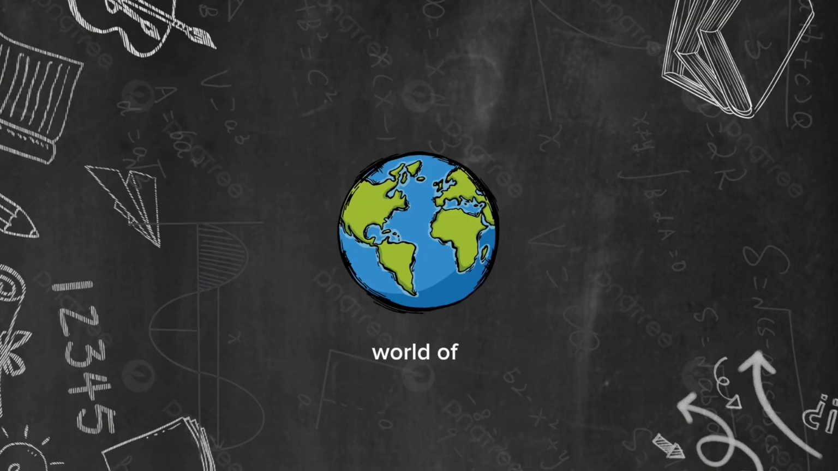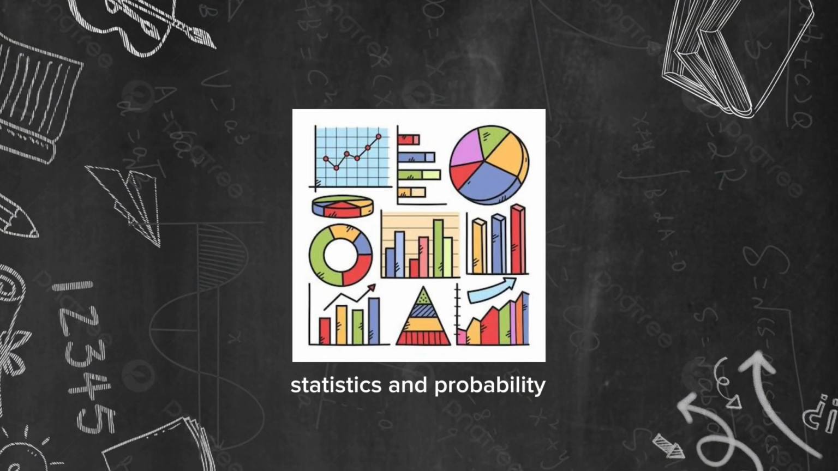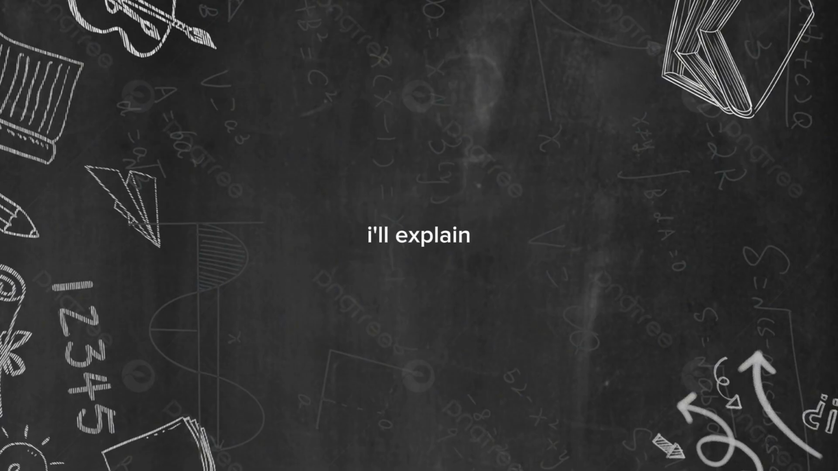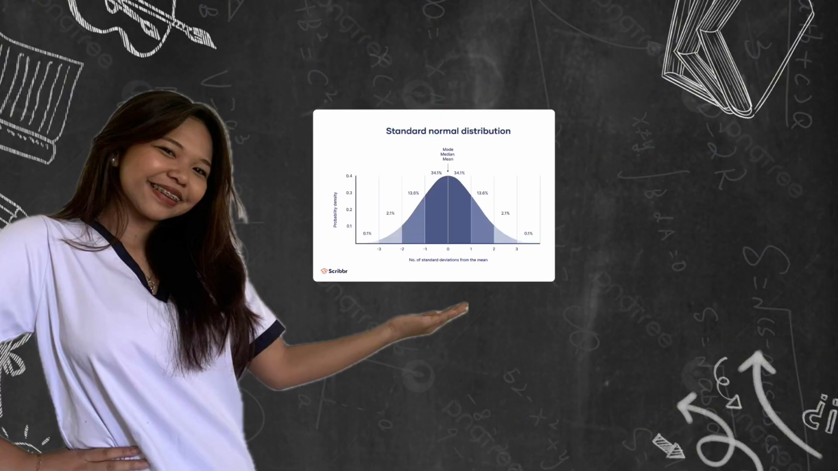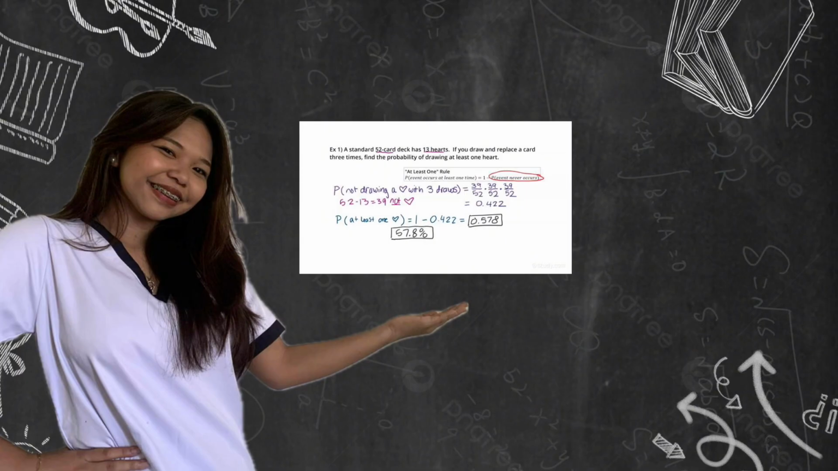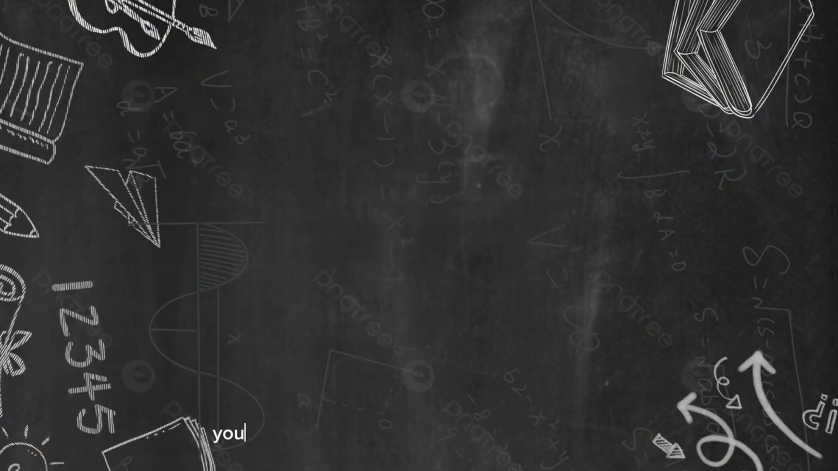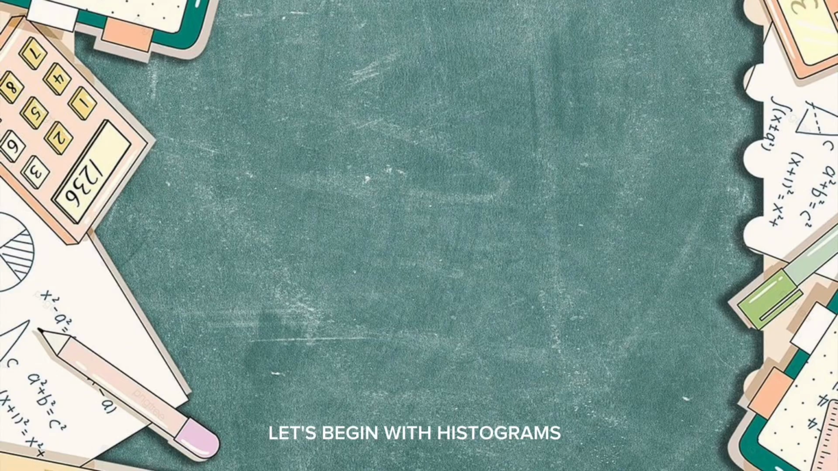Today's video is going to be a little different, but super exciting, because we're diving into the world of statistics and probability. In this vlog, I'll explain three important topics that help us understand data and chances in real life. First are histograms, second is the normal curve, and last but not the least is determining probability. By the end of this video, you'll see how math isn't just about numbers. It's actually everywhere around us. So what are we waiting for? Let's get started.